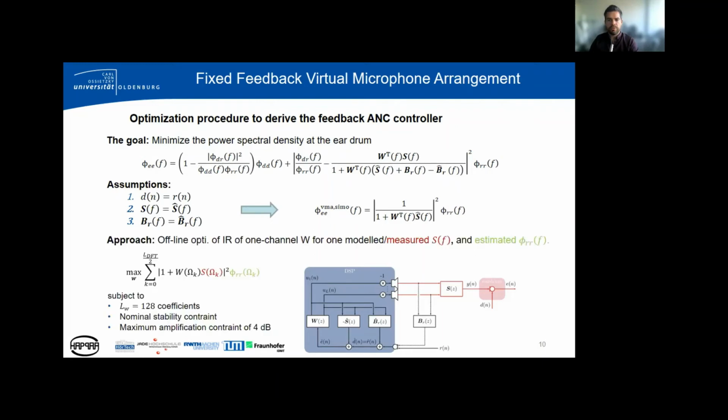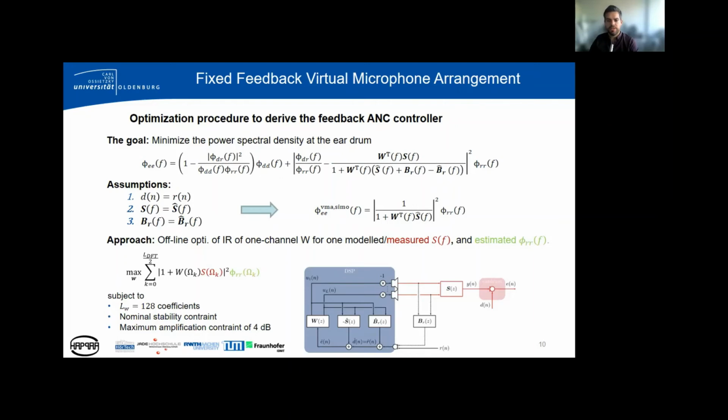The approach that we take is to use an FIR filter structure for the controller W and consider only one of both loudspeakers. Then, by using a modeled or measured secondary path S and a rough estimation of the PST phi sub r, we build a cost function that aims at minimizing the transfer function of the system by a maximization of the denominator of the PST of the sound pressure at the eardrum phi sub E.